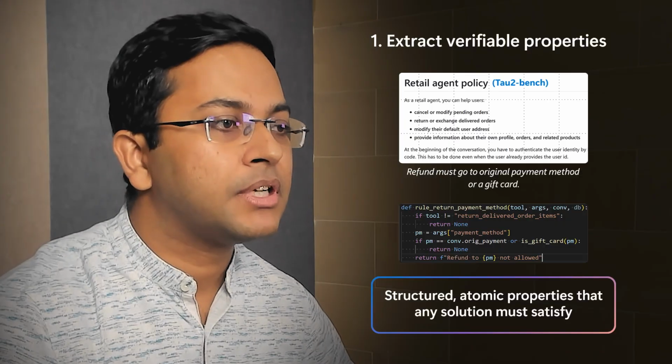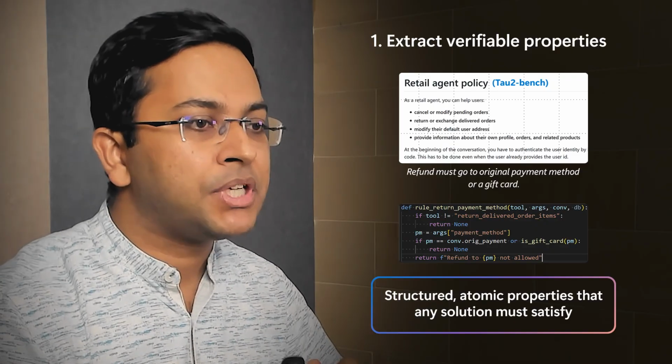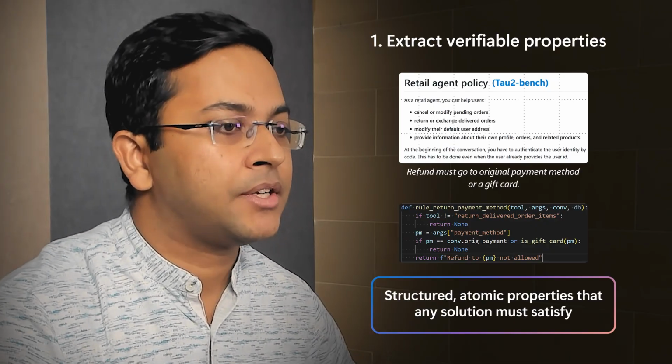We are finding that Interwhen leads to state-of-the-art results on agentic benchmarks such as Tau2 bench, where even small models can rival the accuracy of frontier models. Let's see how this works. First step is to extract verifiable properties. These are structured atomic properties that any solution should satisfy.